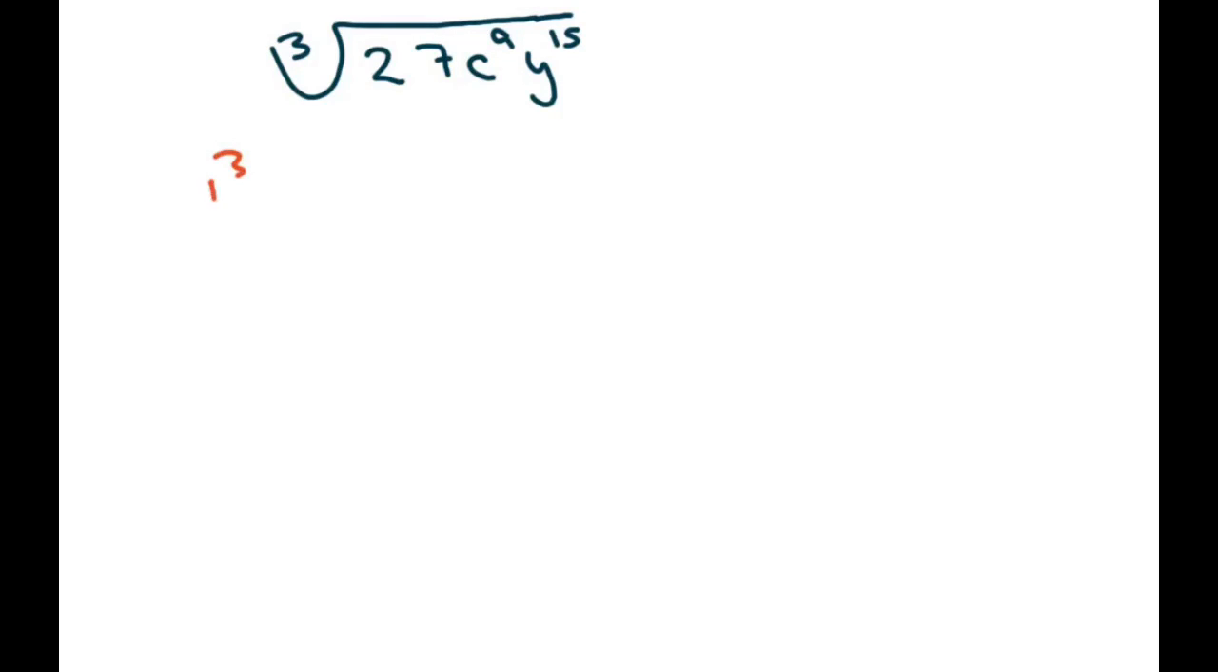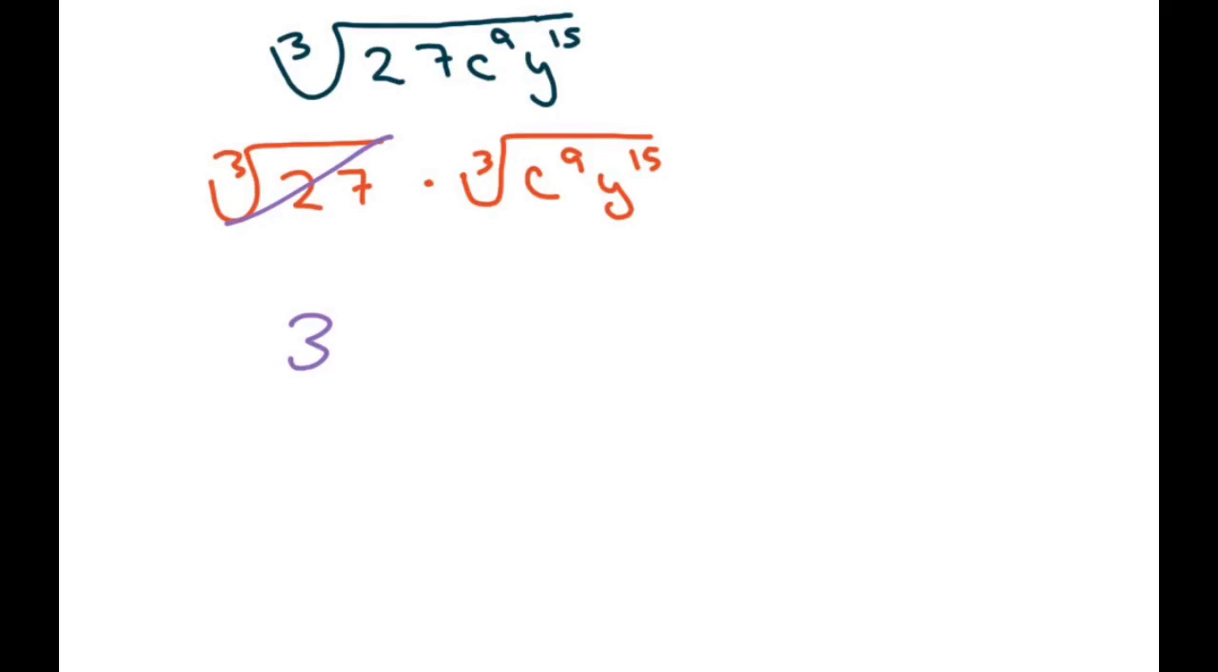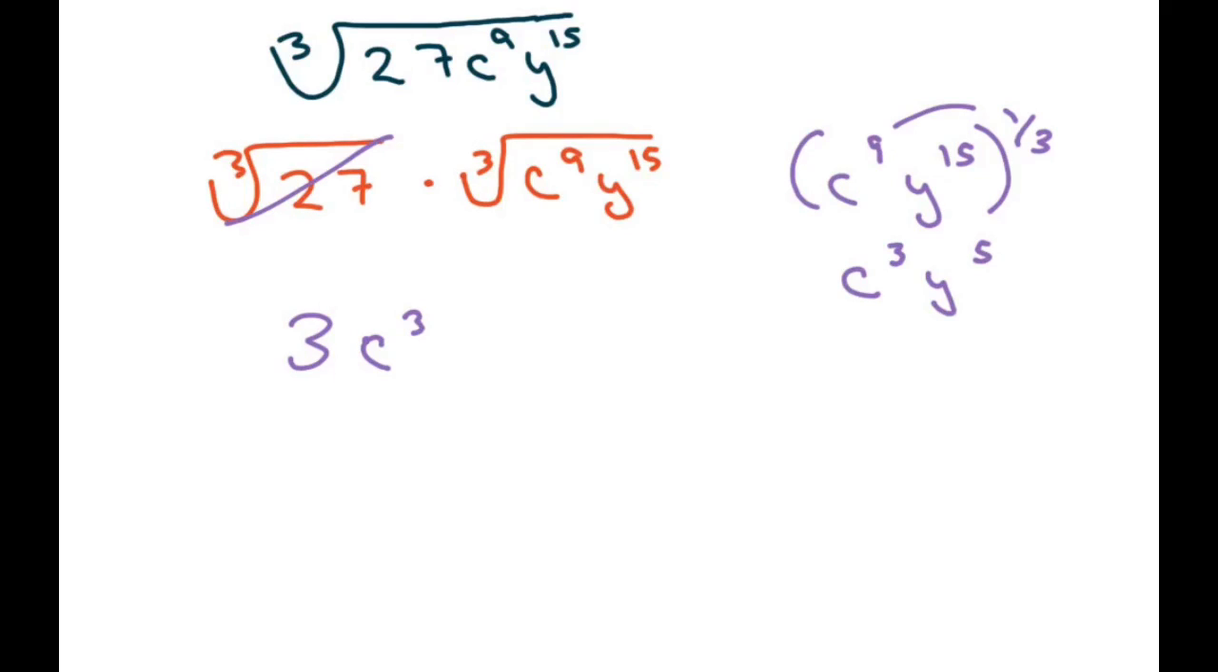Okay, the next one we have is this one. I'm going to do the cube root of 27 times the cube root of c to the 9th and y to the 15th. So the cube root of 27 is just 3. And then I'm going to write this as c to the 9th, y to the 15th, to the 1/3, because that's your root. When I use my power property of exponents, you just multiply these. So this will be c cubed y to the 5th. And that's your final answer.